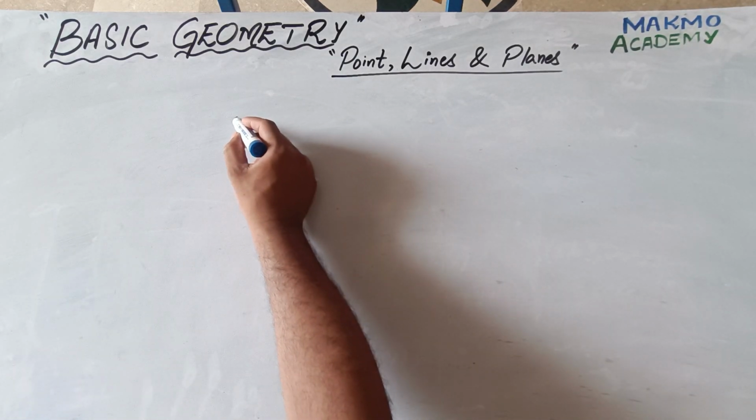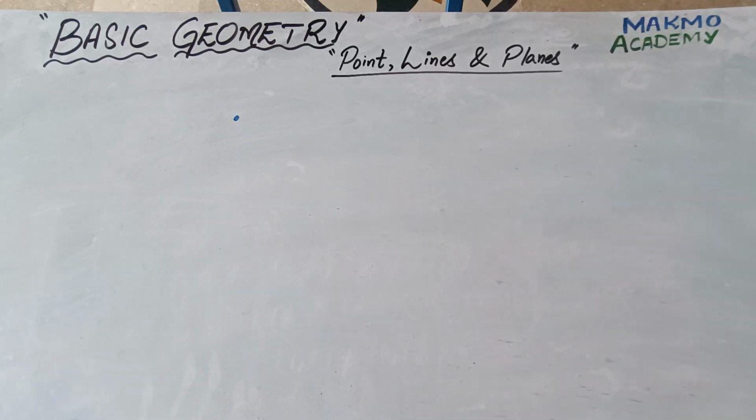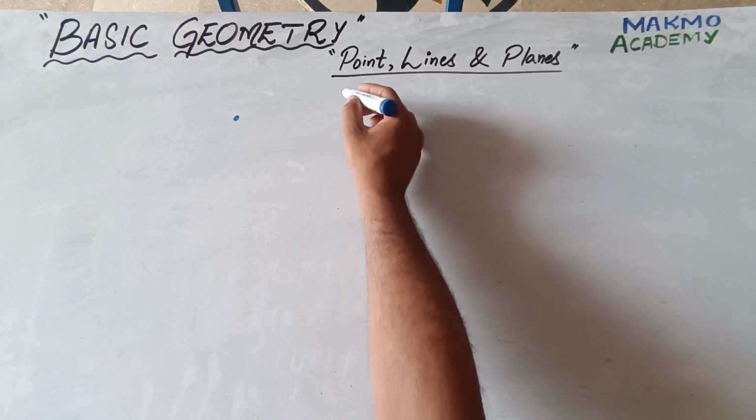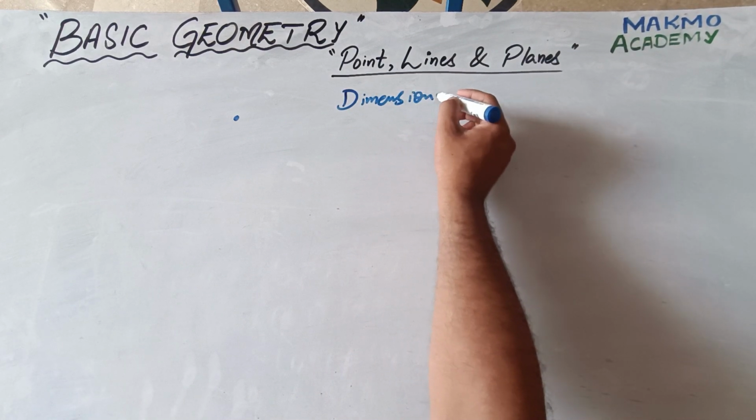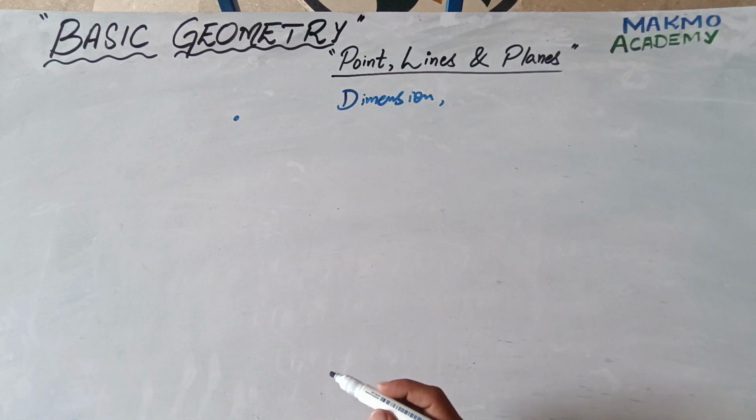A point is the very basic geometric figure. A point represents a position. First of all, we will discuss how many dimensions a point has and what it reflects.